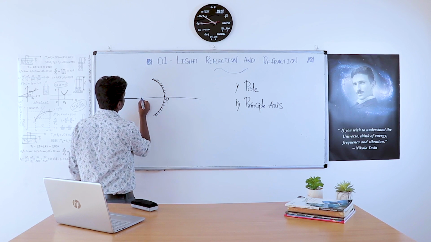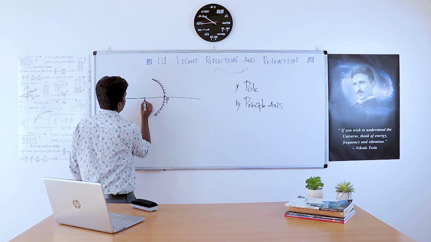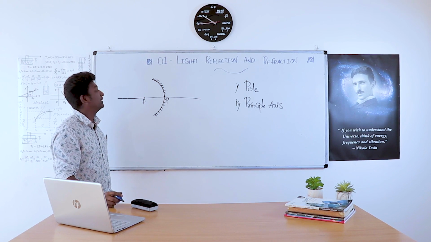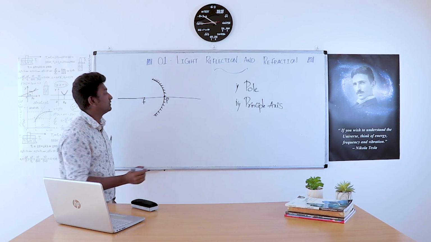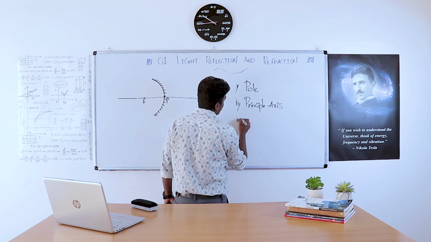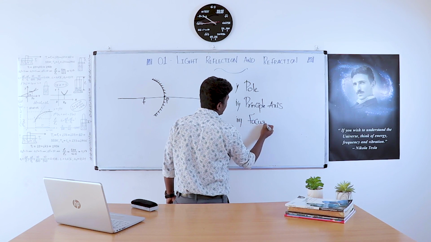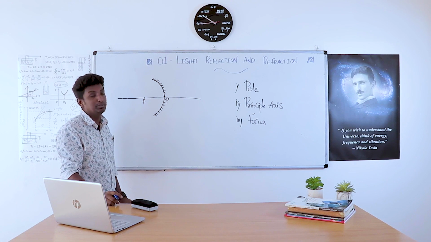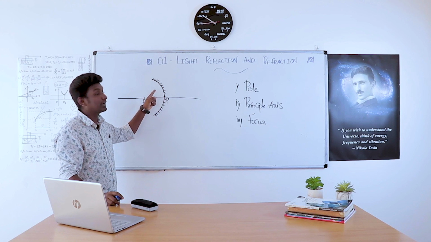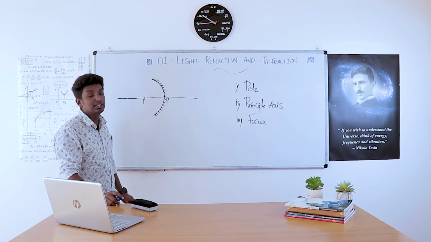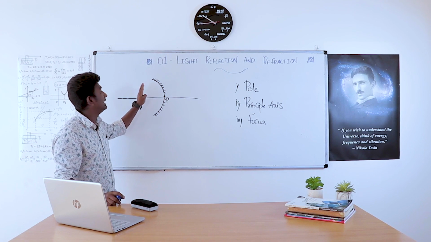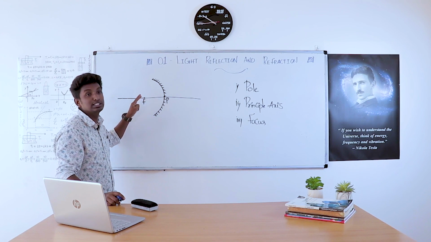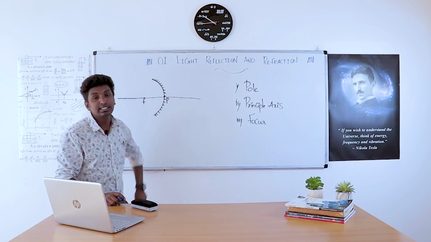Now I am marking a point denoted by capital letter F, and this point is known as the focus. What do you mean by focus of a mirror? The reflected rays from the mirror meet at a point called the focus of the mirror. So when light rays reflected from this mirror meet at a common point, this common point is marked as F, and this point is the focus of the mirror.